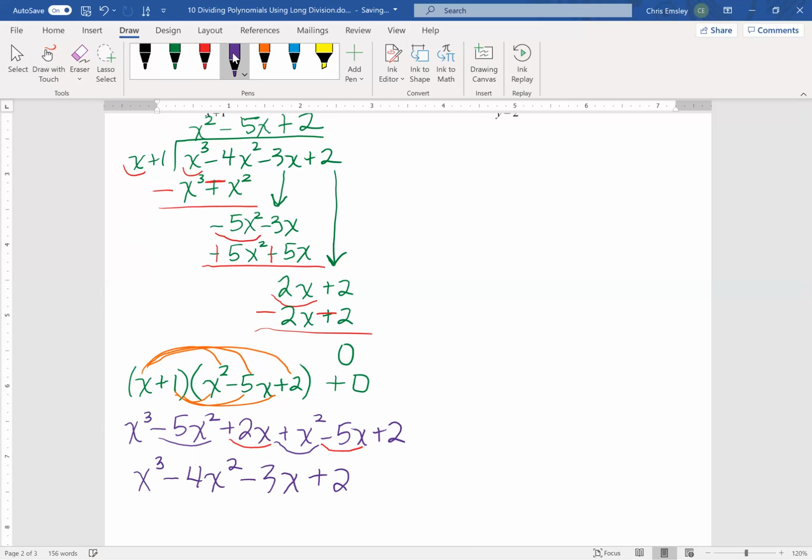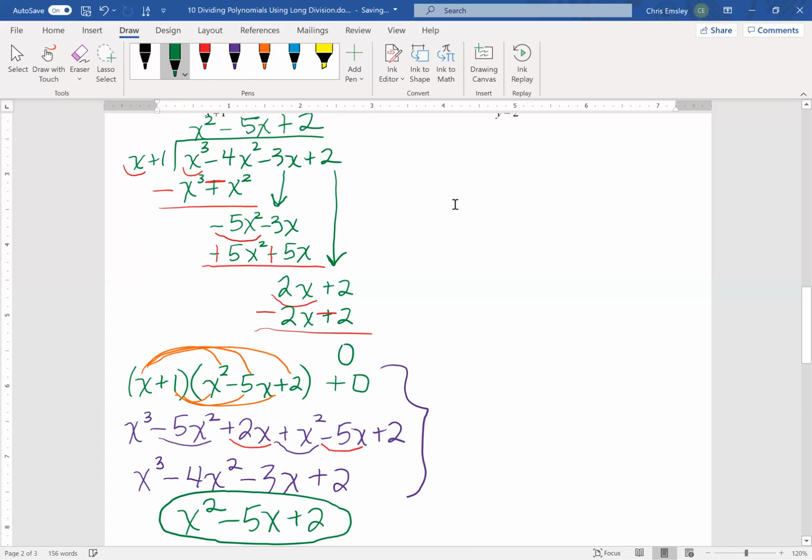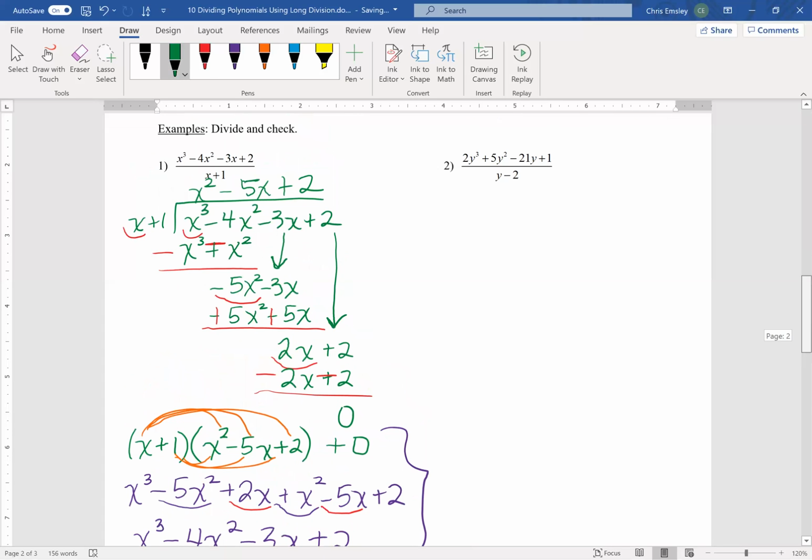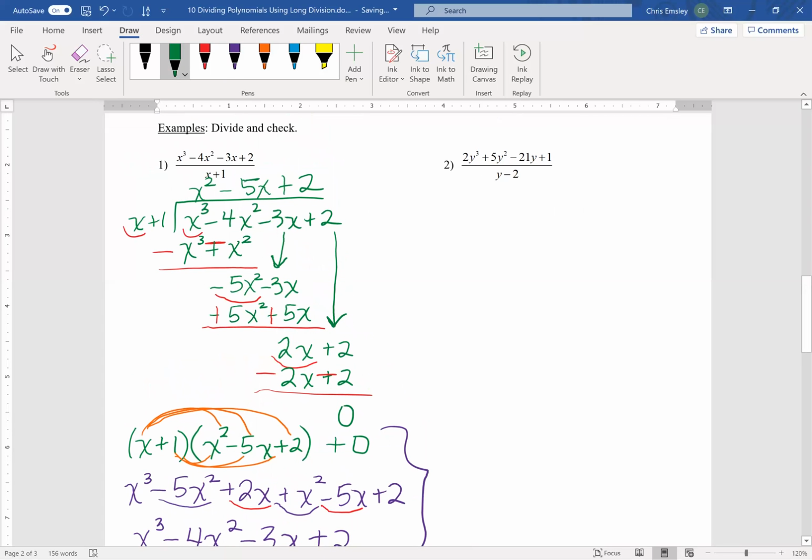Okay, so this was just our check, this wasn't our answer. Our final answer, the quotient, is x squared minus 5x plus 2. There was no remainder, so that's it. Okay, it'd be a good time for you to pause and try this one on your own, and then press play when you're ready to see me work it.